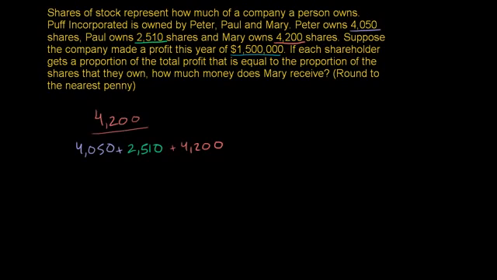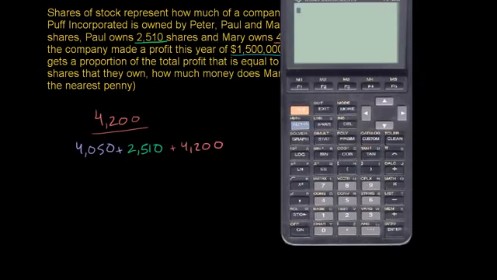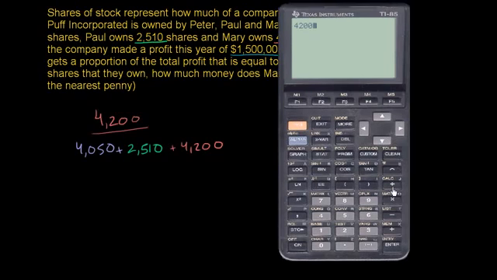So let's figure this out with a calculator. This is going to be 4,200 divided by 4,050 plus 2,510 plus 4,200. And so Mary should get 0.39 of the profit, or if we talk about it in terms of percentage, it would be 39% of the profit.